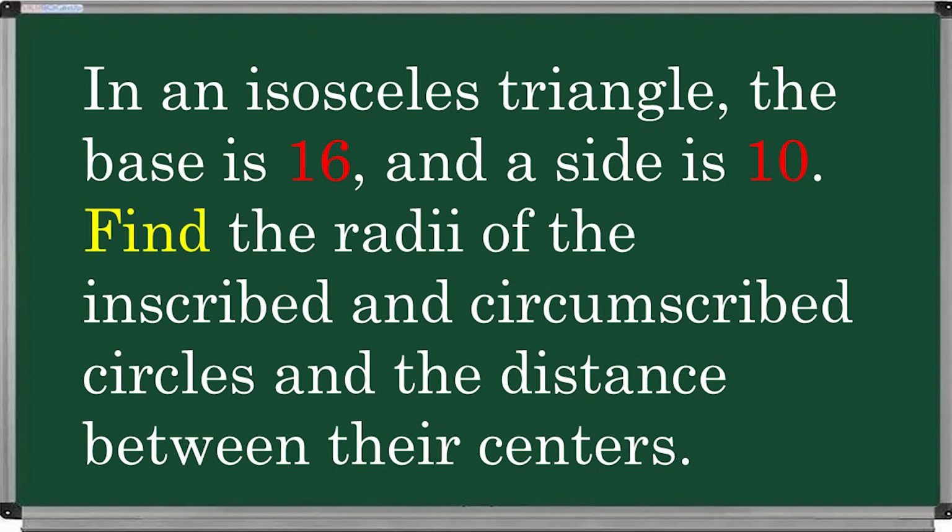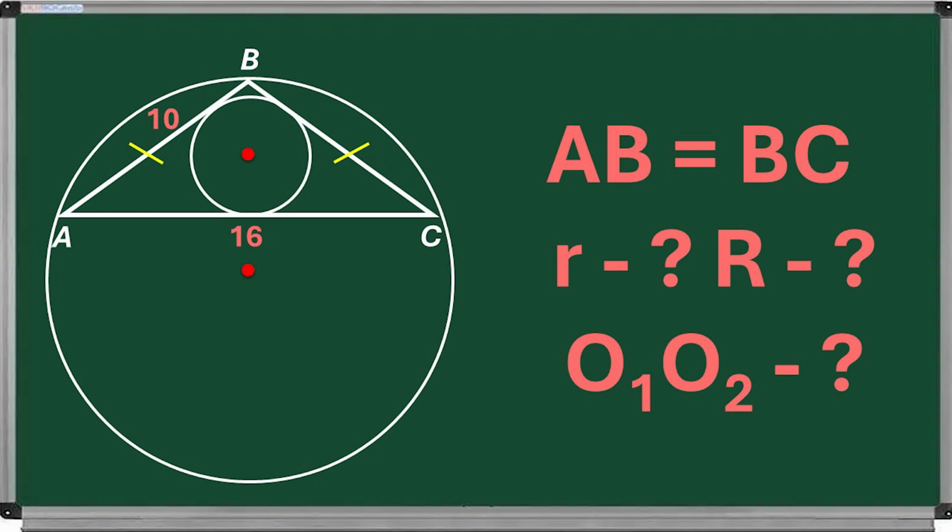In an isosceles triangle, the base is 16 and a side is 10. Find the radii of the inscribed and circumscribed circles and the distance between their centers. Solution. Let's consider an isosceles triangle, ABC.